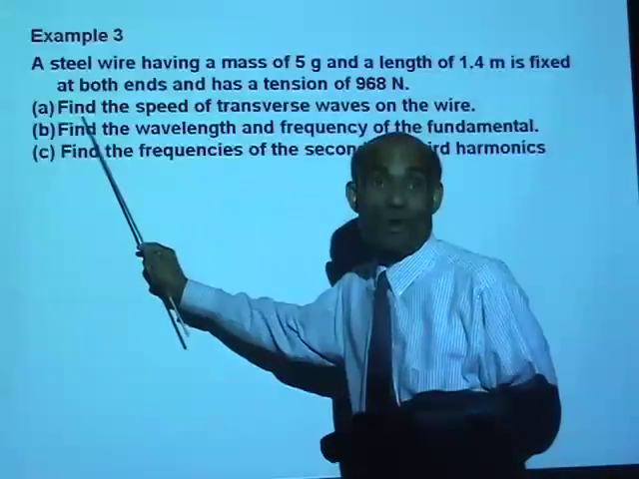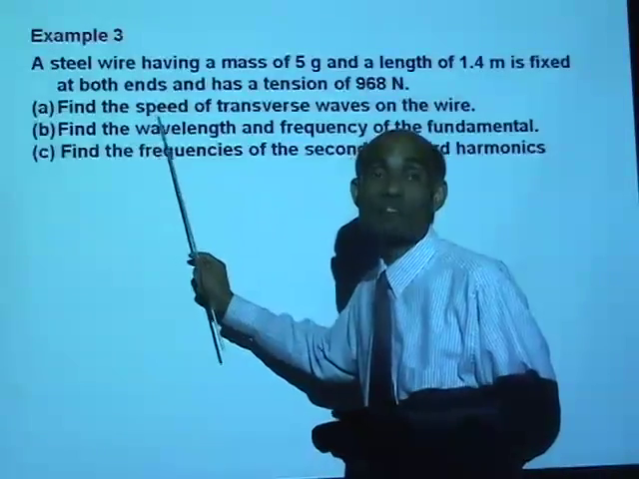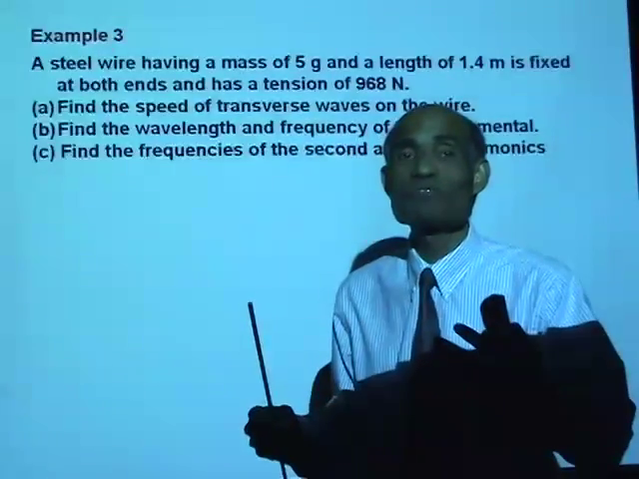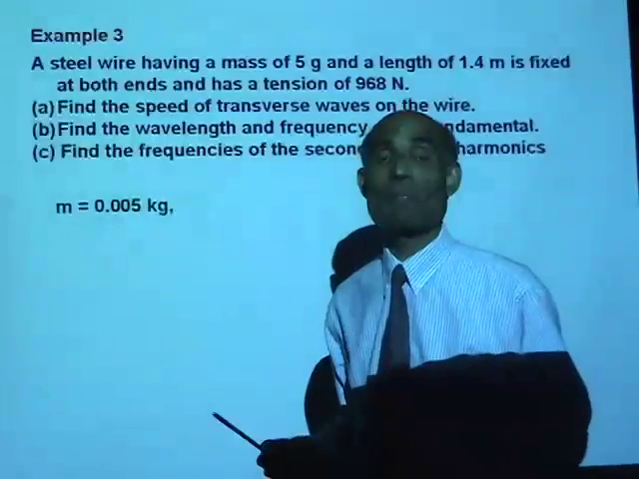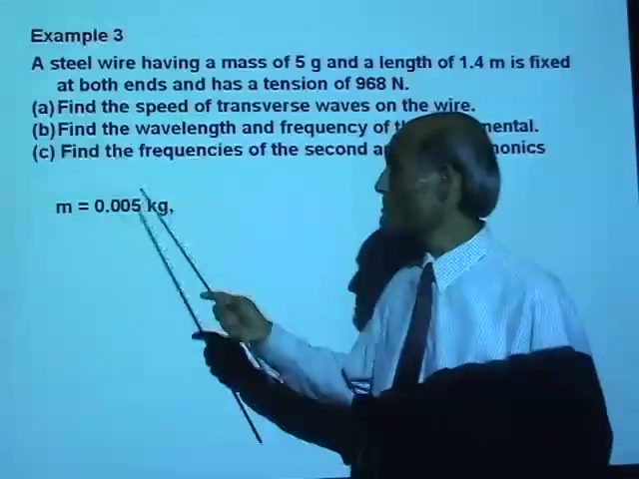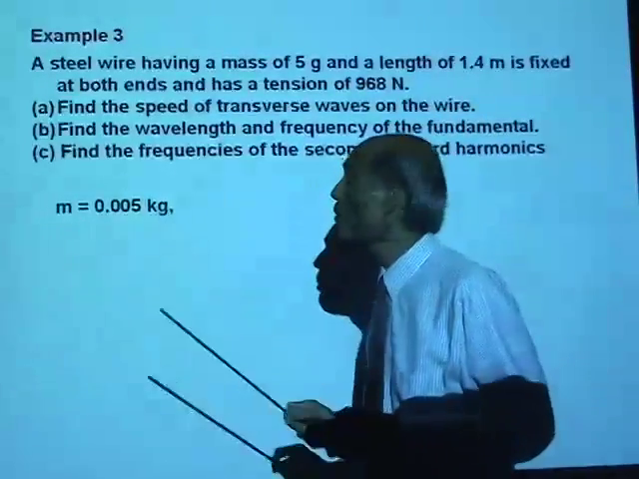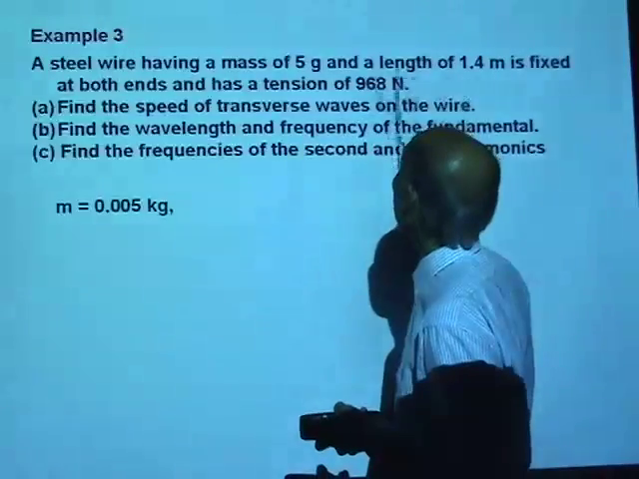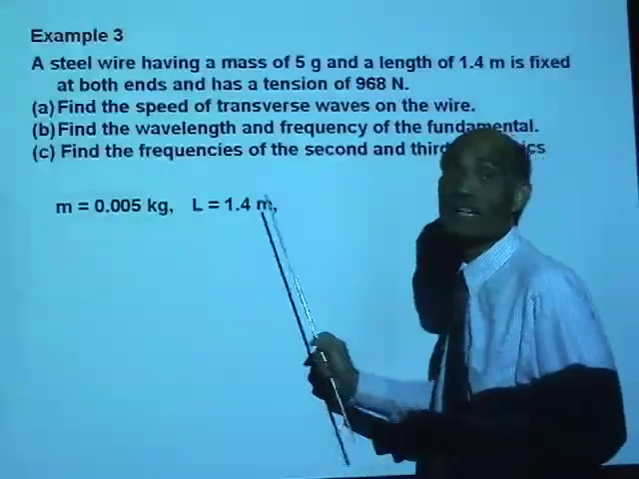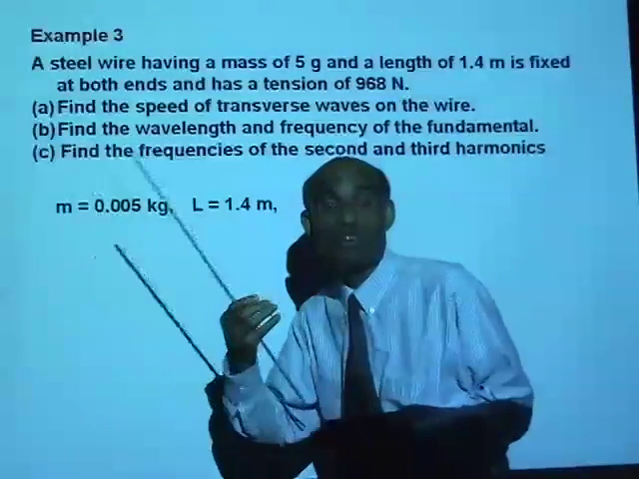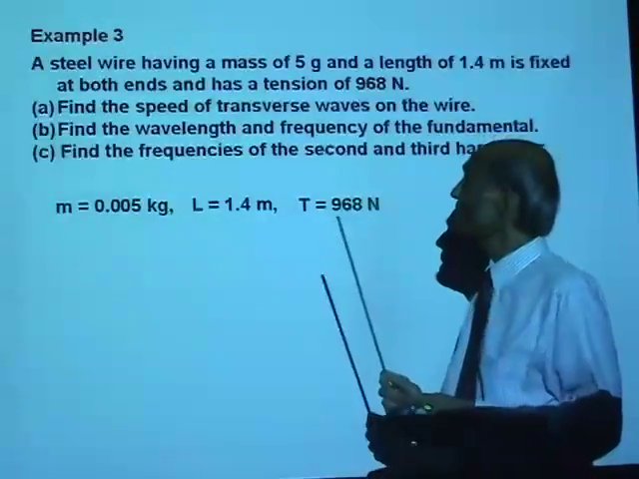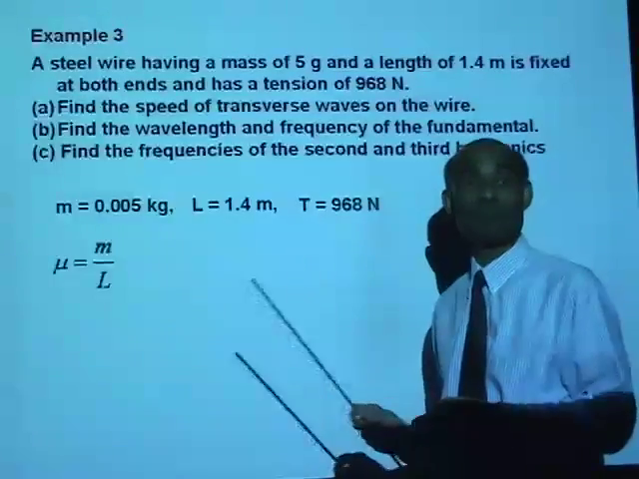Well, this is old story. We have been doing problems like this. Find the speed of transverse waves on a string. What's the equation for speed of transverse waves on a stretched string? V equals square root of T over mu. Let's pick out data. Mass of the string is 0.005 kilogram, 5 gram. Length of the string is 1.4 meter. You have the length, you have the mass, you can find the mass per unit length. Is that right? Yes. The tension on the string is 968 Newton.